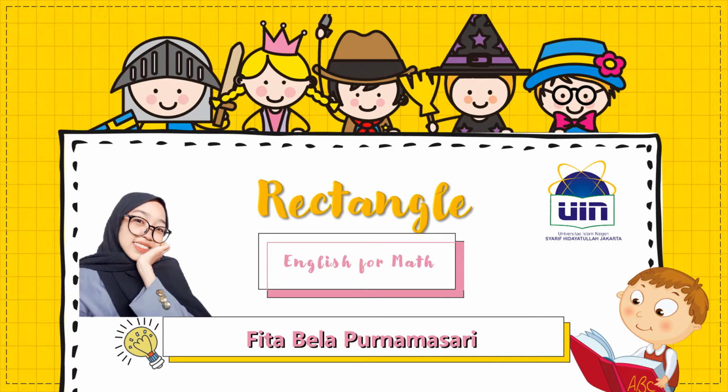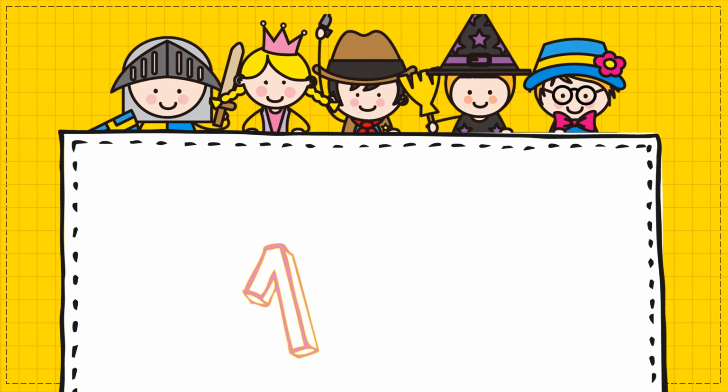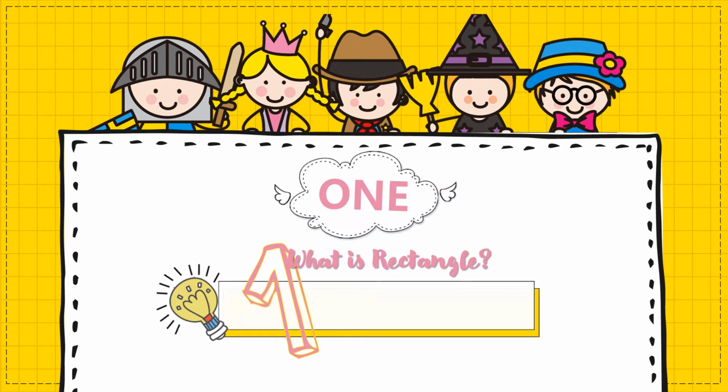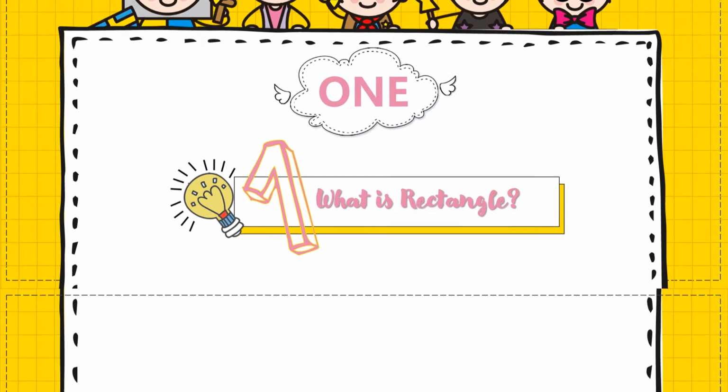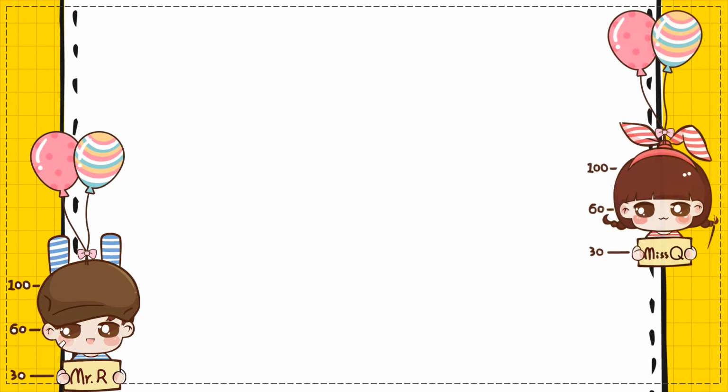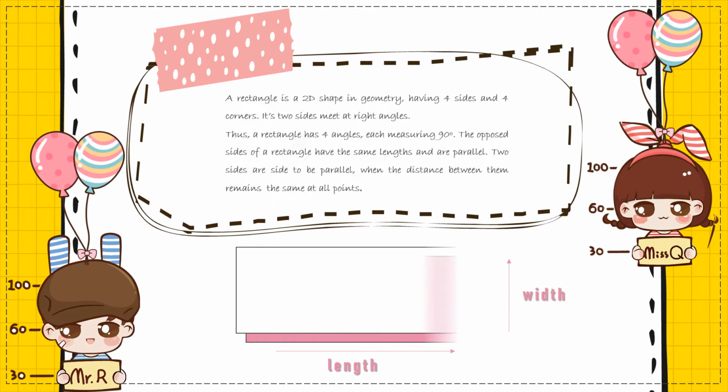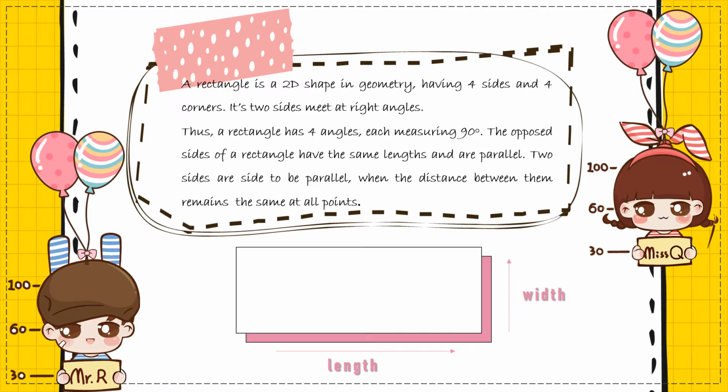Now, I will explain the material of the rectangle. What is a rectangle? A two-dimensional shape in geometry having 4 sides and 4 corners.